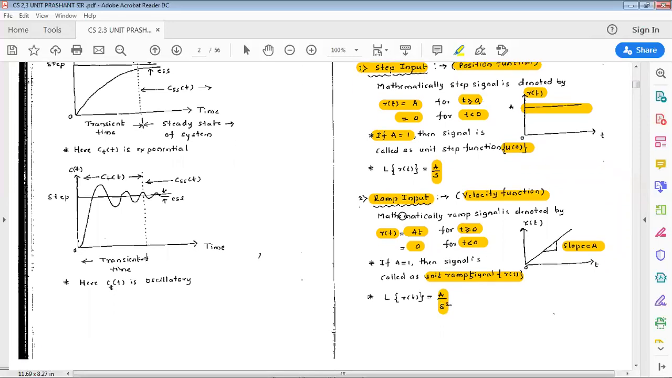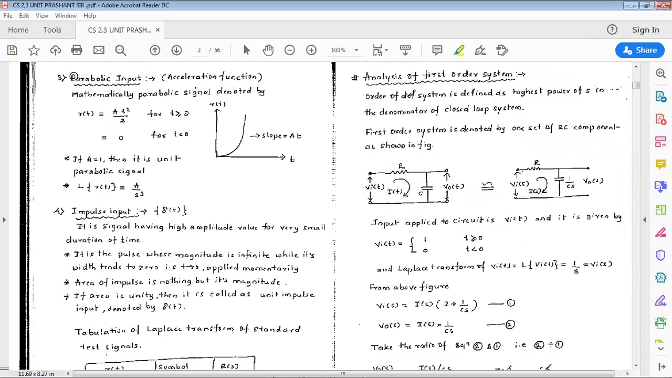Next, we move on to the next standard test signal, that is the parabolic input. It's also called the acceleration function. Mathematically, the parabolic signal is denoted by r of t equal to At square by 2 for t greater than or equal to 0, and 0 for t less than 0. The graph has a slope equal to At. If A equals 1, then it is called the unit parabolic signal, and its corresponding Laplace transform is A by s cube.